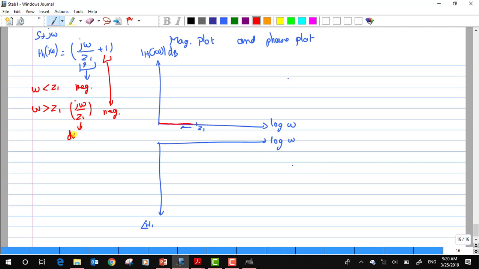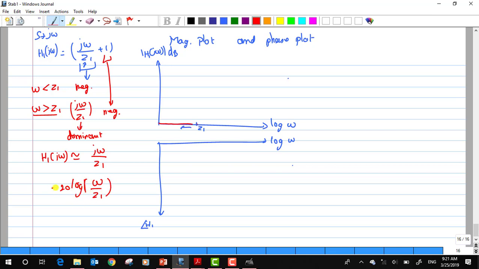Okay, so this becomes the dominant term out of the 1 and j omega terms. Now let us try to plot this. So what I do is approximate this H1 of j omega, for omega greater than z1, to be approximately equal to omega by z1 in magnitude. So it would be a term something like this, right? Am I right? Okay. So then again I have to multiply with 20 log of something like this.